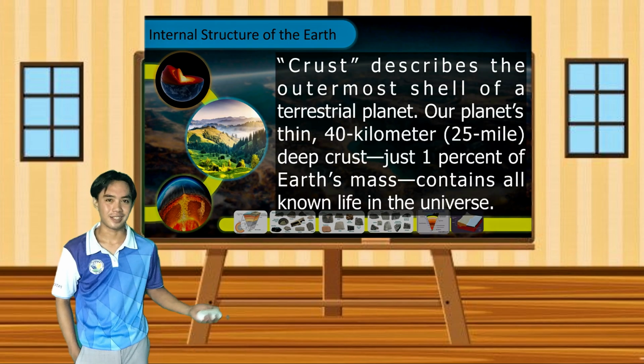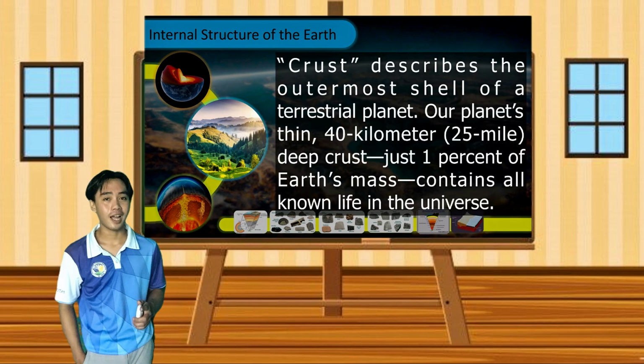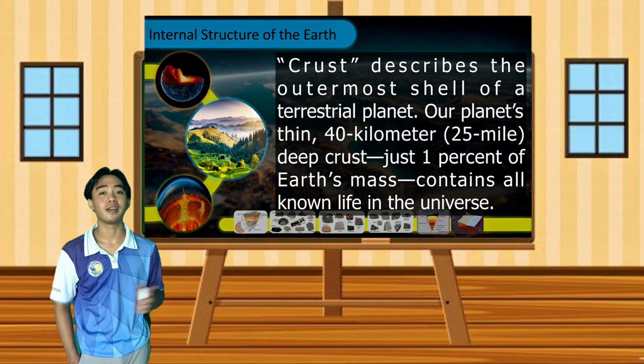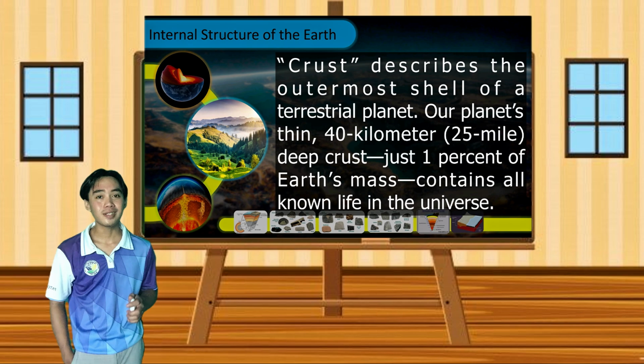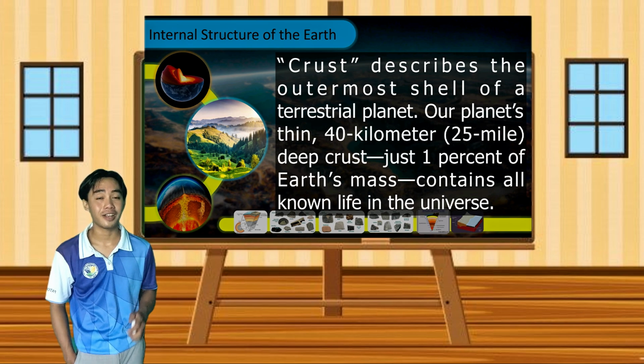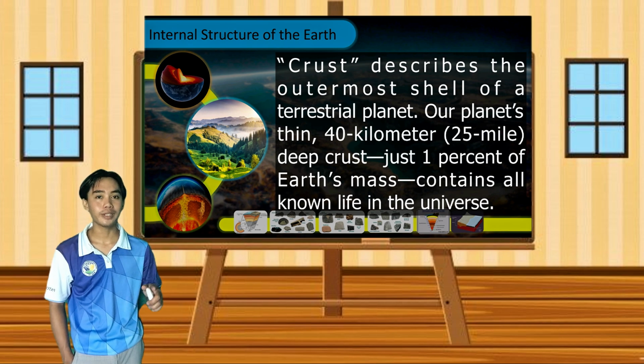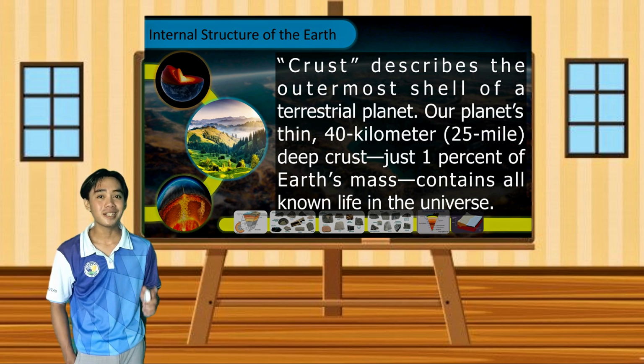First up, we have the crust. The crust is the outermost shell of our planet. And did you know that it contains all known life in the universe? The crust, however, is really thin compared to the other layers of our Earth. The crust is about 40 kilometers or 25 miles thick, containing only 1% of the Earth's total mass.